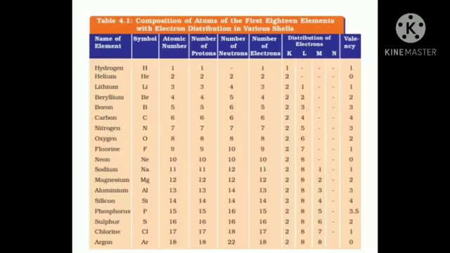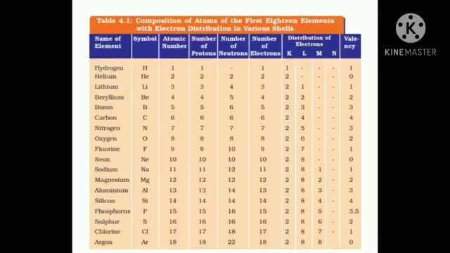Lithium, symbol Li, atomic number 3, number of protons is equal to 3 and electrons also 3. Neutrons 4. The distribution of electrons, atomic number 3, so 2, 1. First shell contains 2 electrons. Maximum number of electrons in K shell is equal to 2. So the remaining 1 goes to the next shell, that is L shell. Valency 1.